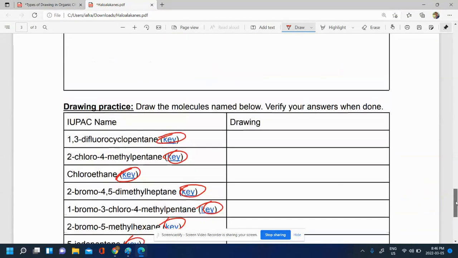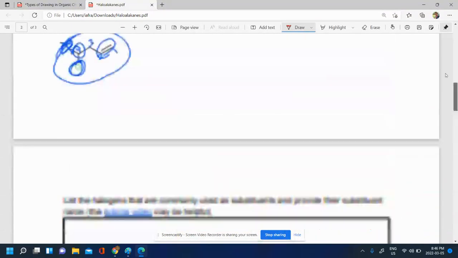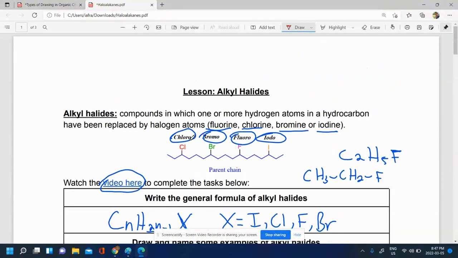You should try the other problems and then check your answers in the keys provided to make sure you understand how to name alkyl halides, which really isn't that different from naming regular hydrocarbons. You just have to make sure you use a proper prefix for each of the halogens, and remember to treat them like regular alkyl halides in terms of priority, therefore using the alphabetical order.